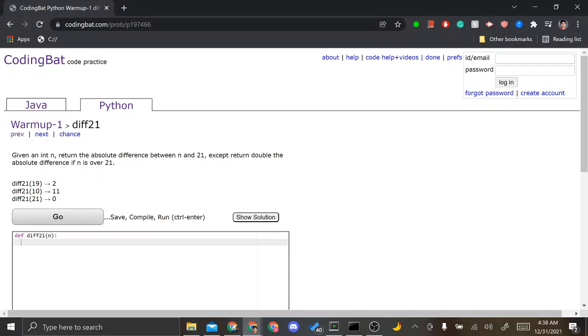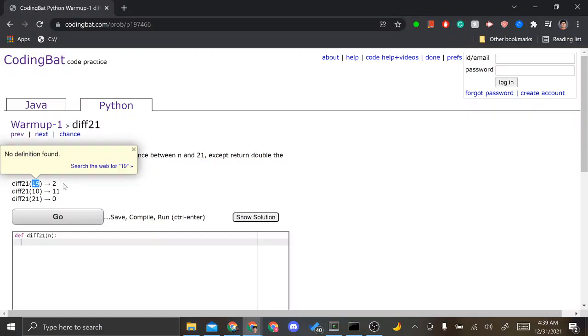So if n is over 21, then we return double the absolute difference. An absolute difference is just saying, like 19 minus 21, the absolute difference of that is positive 2. Absolute difference will always give you a positive result, right? Or a 0, a non-negative number, I should say. So you won't get anything negative.